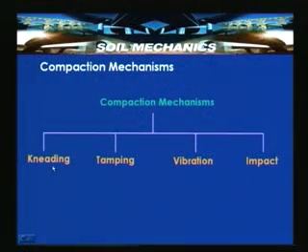Suppose it is for a highway embankment, the placement water content has to be decided, and different types of rollers have to be used. So, now let us look into different types of compaction equipment available for compacting the soil. The compaction mechanisms, as we said, are kneading, tamping, vibration and impact type. Vibration, as we have discussed, is used for coarse grained soils. Kneading and tamping to some extent are used for fine grained soils, and sometimes impact compaction.